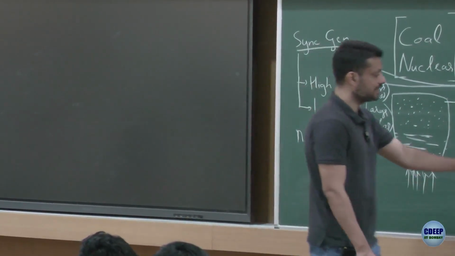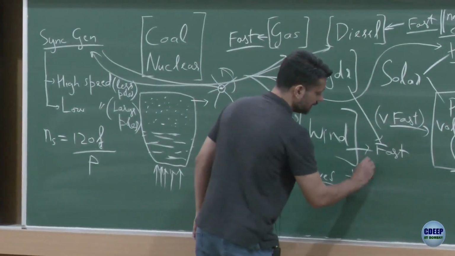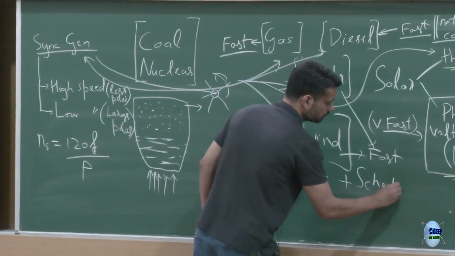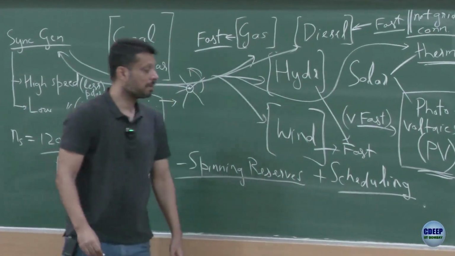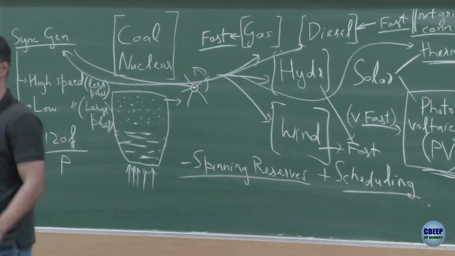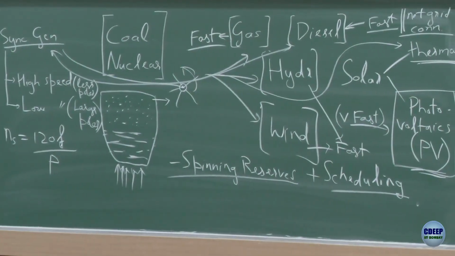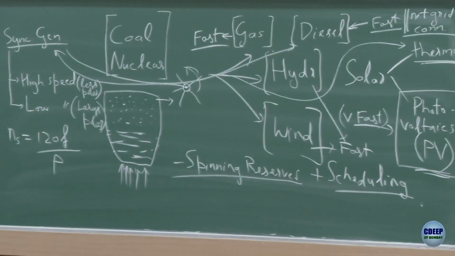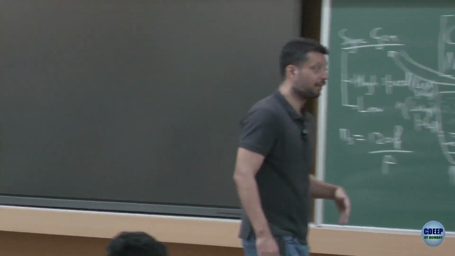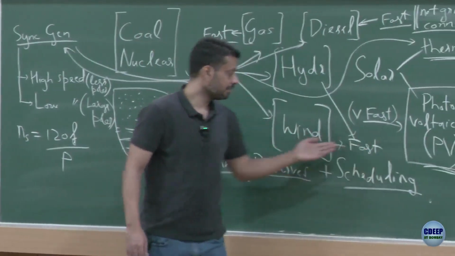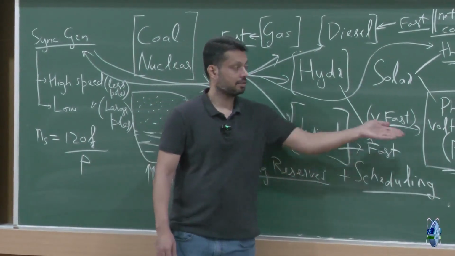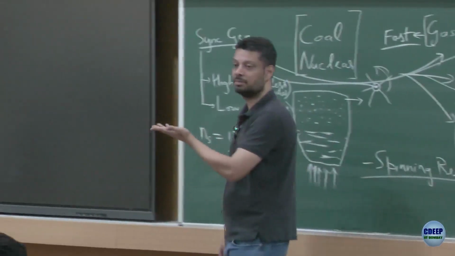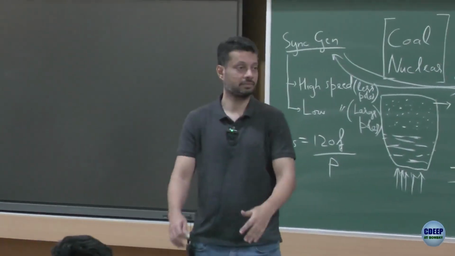So you have spinning reserves plus you can do scheduling. But now the problem is that earlier, most of the loads were relatively predictable. Now you have loads which are highly unpredictable. On top of that, now you have generation which is really unpredictable, right? Solar, suddenly a cloud cover comes in and then power just goes down, right?